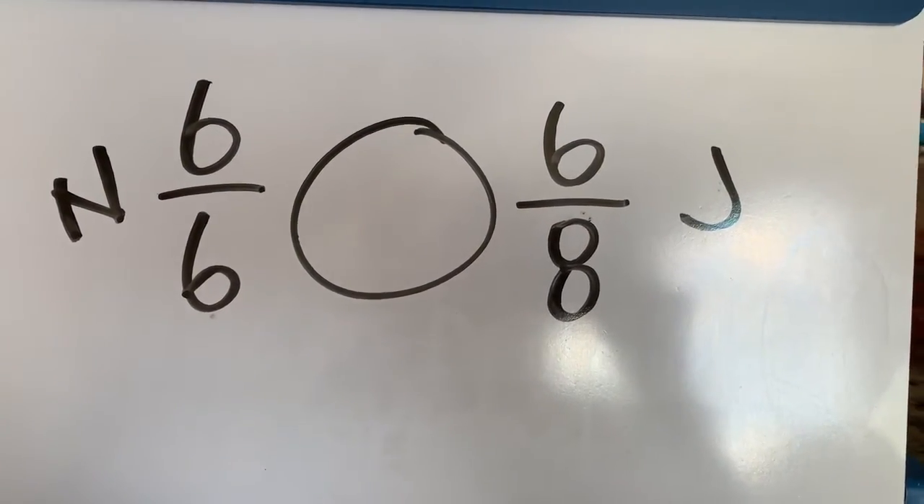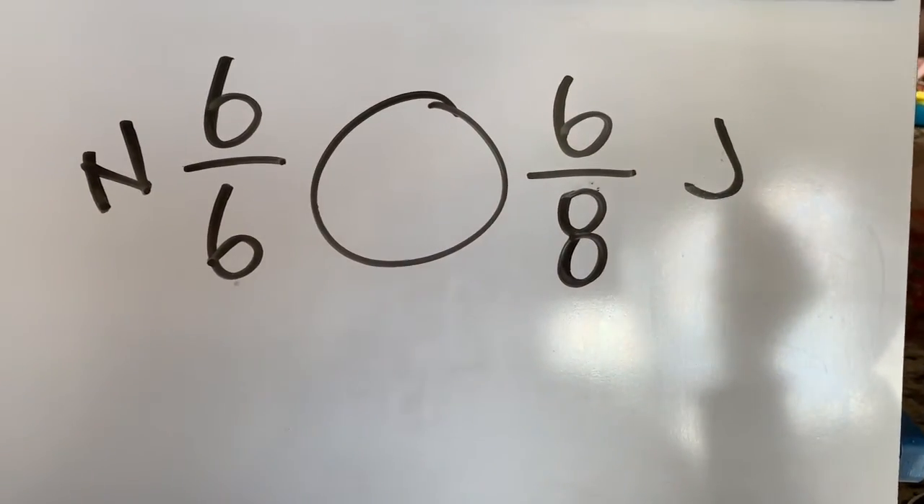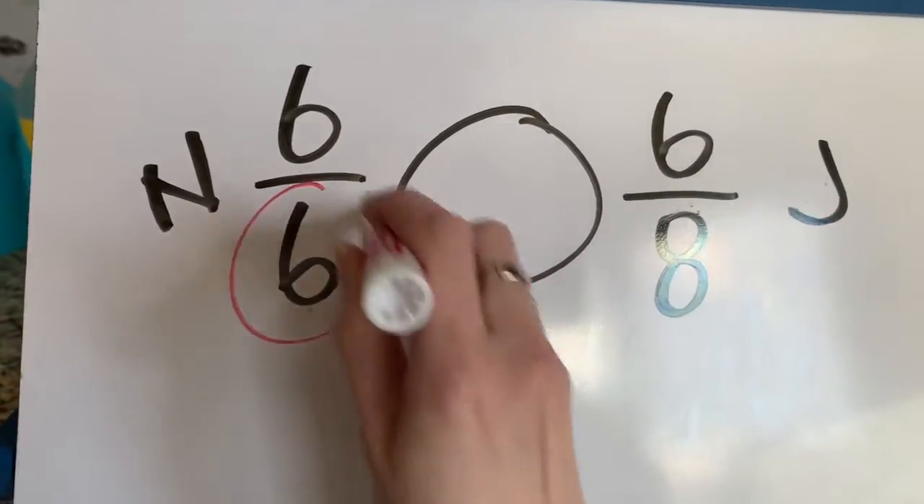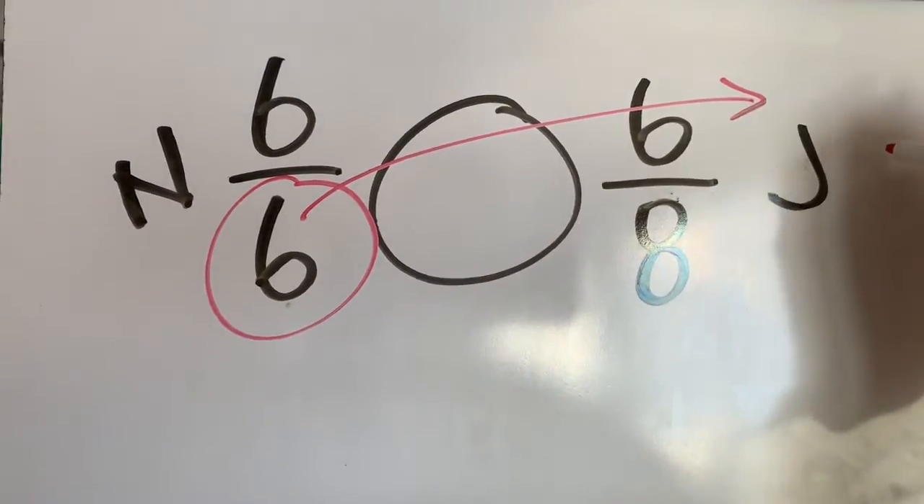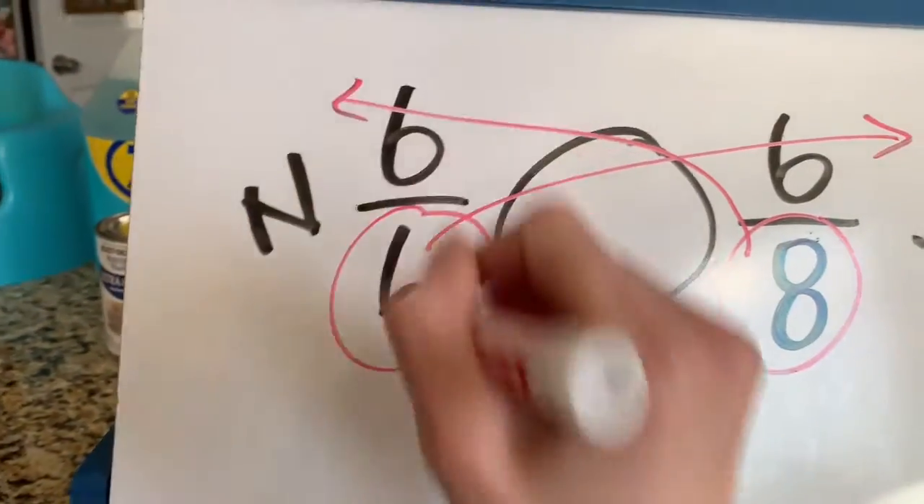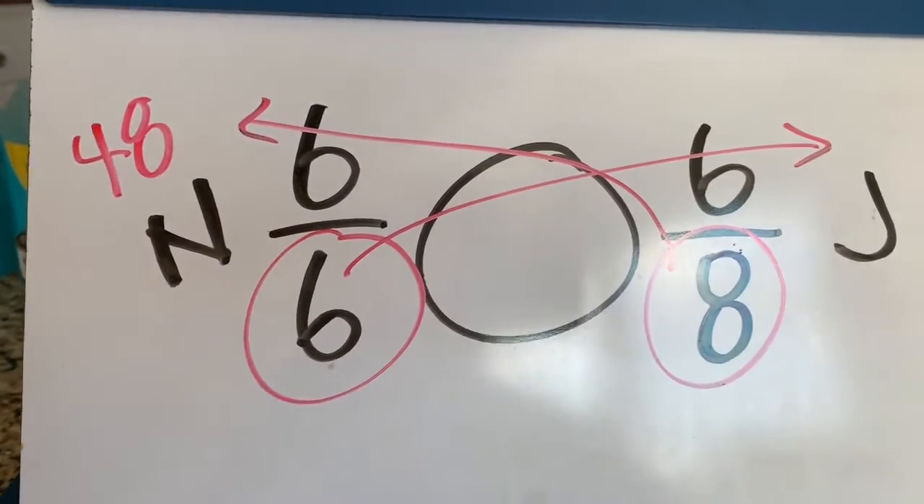Now that I've pulled the fractions out and I know which fraction belongs to who, what do I do? Crisscross multiplication. We're going to start here with 6. I'm going to multiply it by the other 6. So I know that 6 times 6 is 36. I'm going to multiply 8 times 6. I know 8 times 6 is 48. Or 6 went on a date with 8 and got 48.